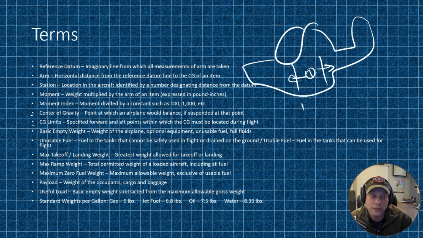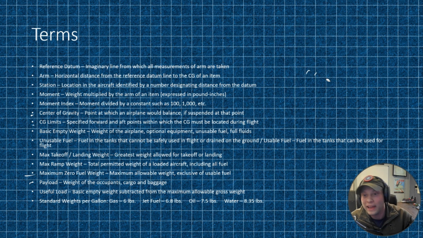Max ramp weight is the total permitted weight of a loaded aircraft, including all fuel. And max zero fuel weight, the maximum allowable weight, exclusive of usable fuel. The payload is the weight of the occupants, cargo, and baggage. If you think like a spaceship, the payload is the stuff that you're taking up into space. The useful load is the basic empty weight subtracted from the maximum allowable gross weight.